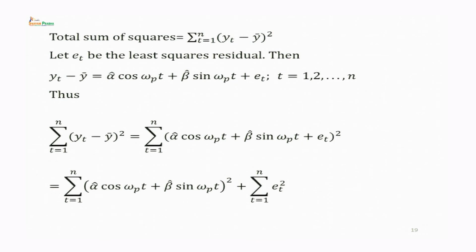Then for the fitted model, actually you have mu hat is equal to y bar. So, you take y bar towards the left hand side, you get y t minus y bar equal to alpha hat cos omega p t plus beta hat sin omega p t plus E t. E t is the least squares residual. Then summation over t y t minus y bar square, this gives you the total sum of squares.